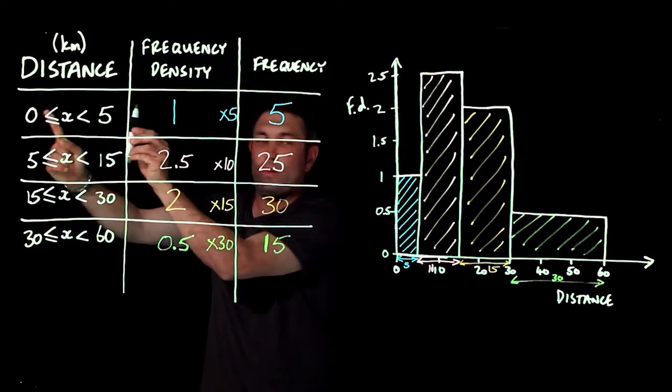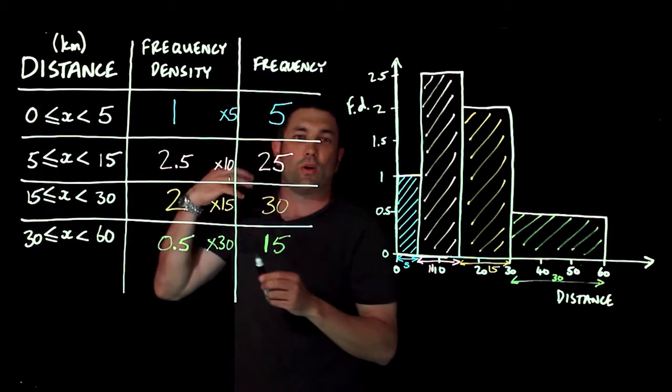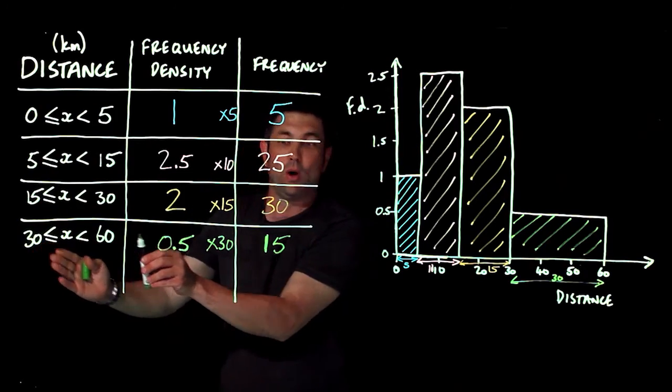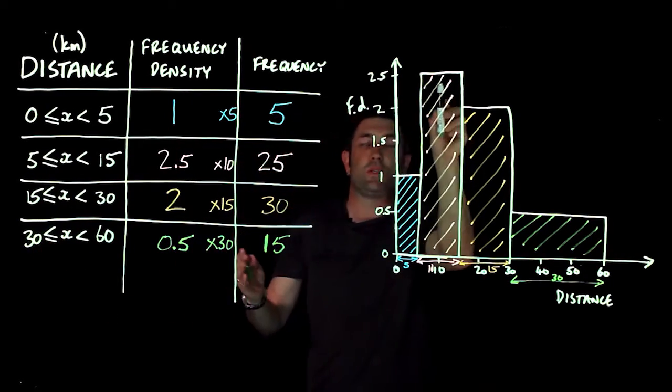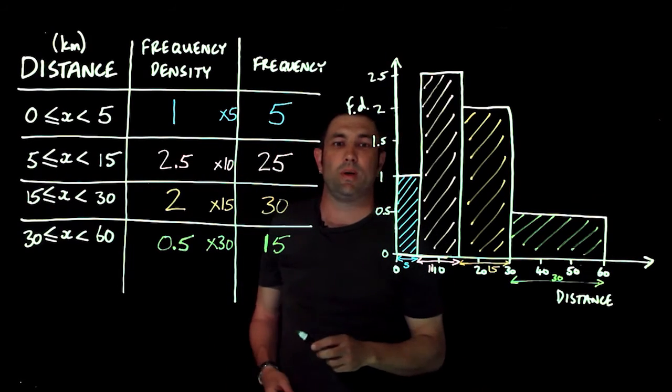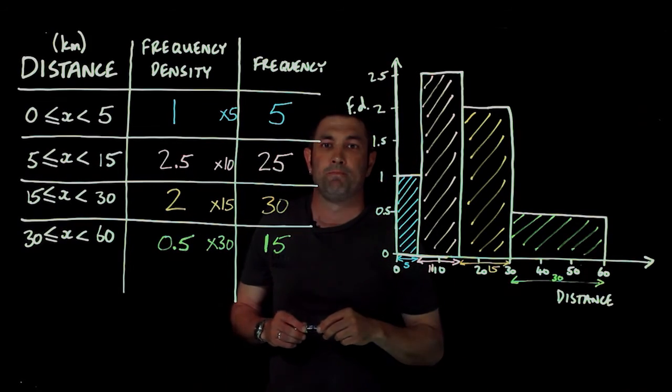So these are the actual numbers of people in each group, but the reason these are all done differently is because the widths of the groups are different. So you've got to look at a couple of things here. The width of the group is very, very crucial, and you read the frequency density off, multiply that by the width of the group to get how many actual people are in that group.